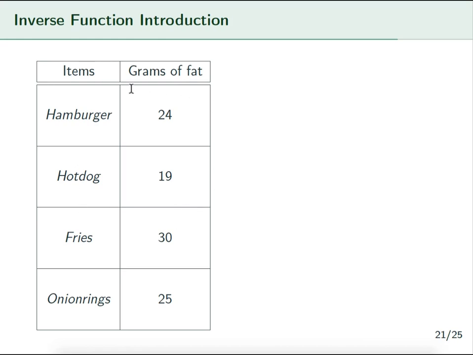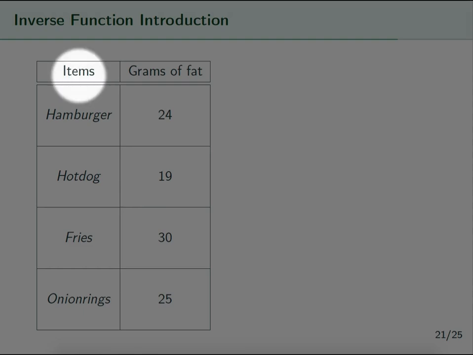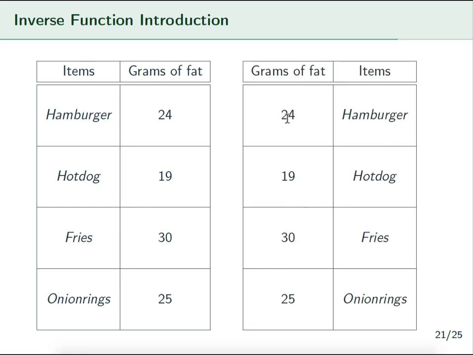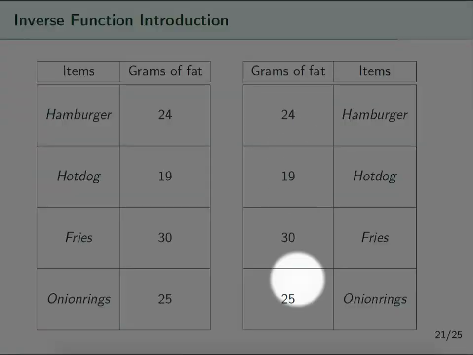So if I want to find inverse of this function, what we're doing is we're switching. In this example, we look at items as an input. These are inputs, and these are output quantities. So in inverse function, we switch domain and range, which means we switch input quantities row and output quantities row. As you can see, the grams of fat, we can now consider this as inputs, and these are outputs.